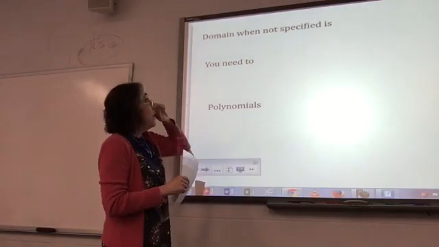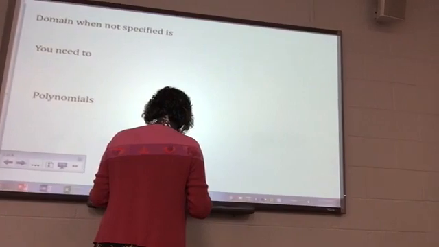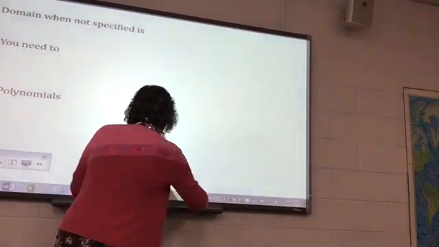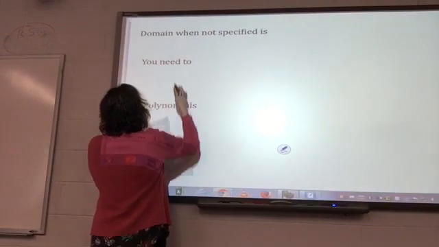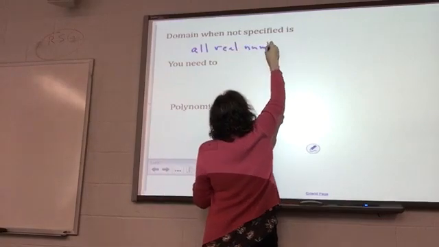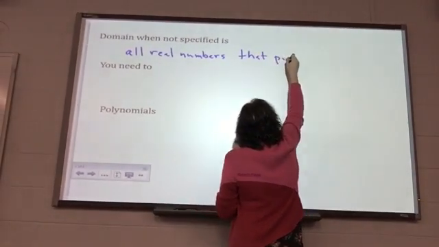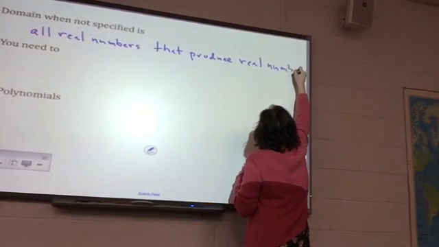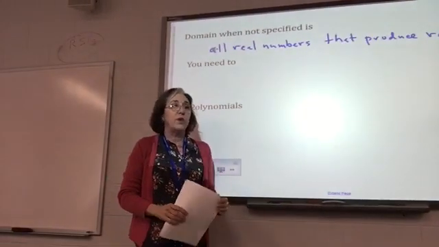So we're going to write this down. The domain, when it is not given, okay, what you need to do, well, first, let's write this. Domain, when it's not specified, is all real numbers that produce real numbers. I'm going to give you a really quick example after you write that down. It's all real numbers that produce real numbers.